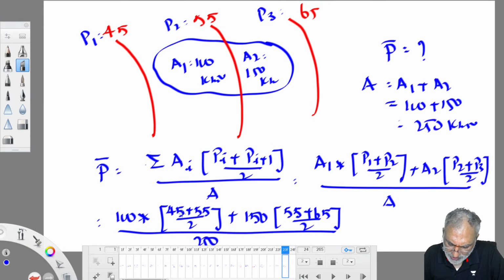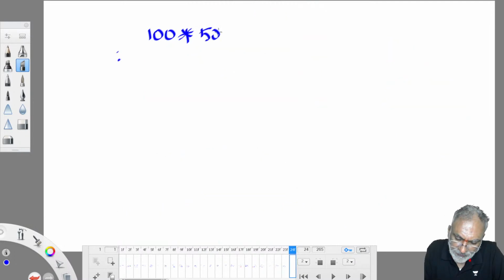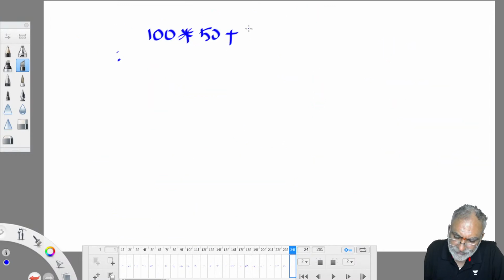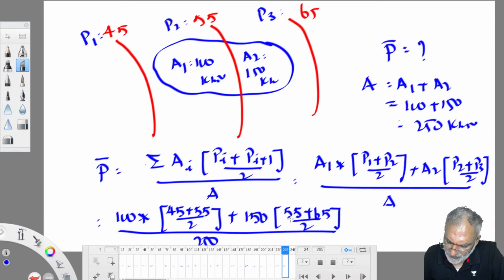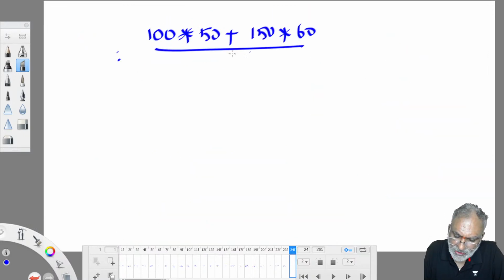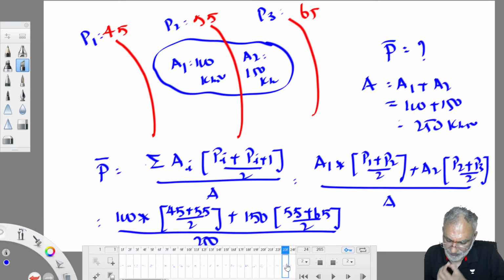45 plus 55, how much is it? 100, no? 100 by 2, 50 it is. So 100 into 50, plus 150 into (50 plus 60), 110, 110 plus 10, 120, 120 by 2 means 60, divided by 250. So we'll get the answer straight away in centimeters because they are given in centimeters, right?